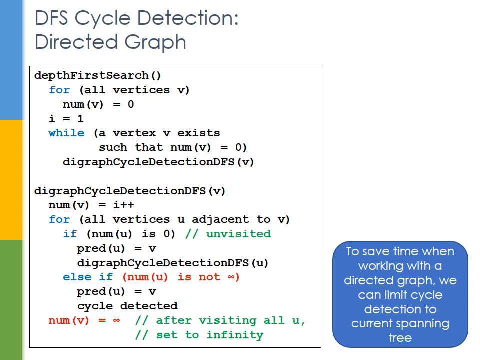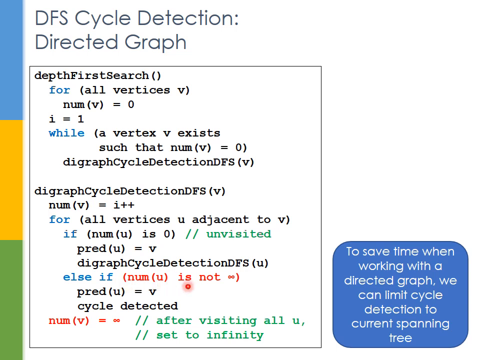current spanning tree. So the modification involves, for a vertex V, after we have finished considering all of the adjacent vertices for vertex V, we then set V's number to infinity. And this infinity value indicates that the vertex is on the current spanning tree and should therefore not be considered for further cycle detection.